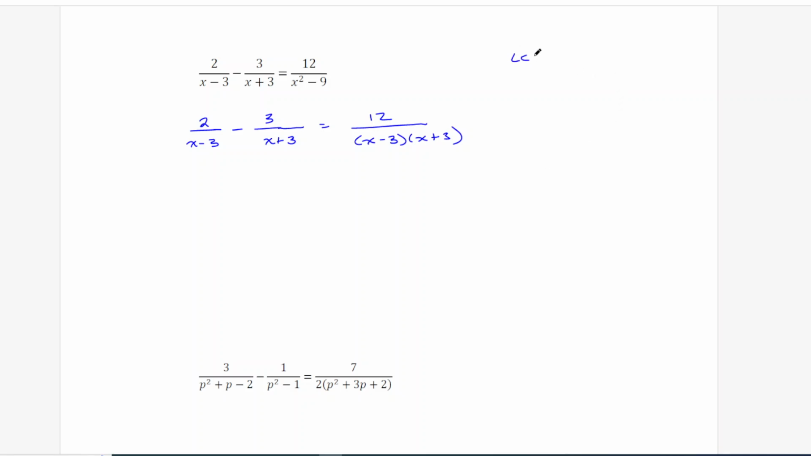Now, my lowest common denominator will be the x minus 3, the x plus 3, which means that my domain is that x minus 3, x plus 3 cannot equal 0, which would tell me that x cannot equal 3 or negative 3, right? X minus 3 cannot equal 0, so x cannot equal 3. X plus 3 cannot equal 0, so x cannot equal negative 3. Now we get to solve.